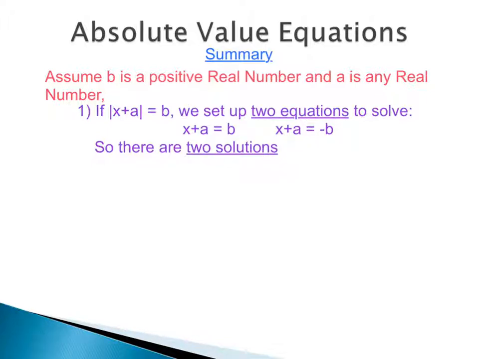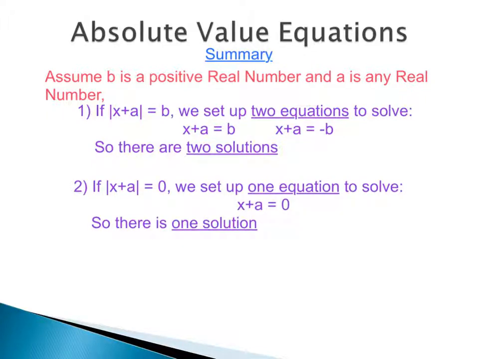If we have the absolute value of x plus a equals 0, this means we would set up one equation which would yield one solution, just x plus a equals 0. And if we have the absolute value of x plus a equals negative b, then we would have no solution, because there's no way that an absolute value can equal a negative number.